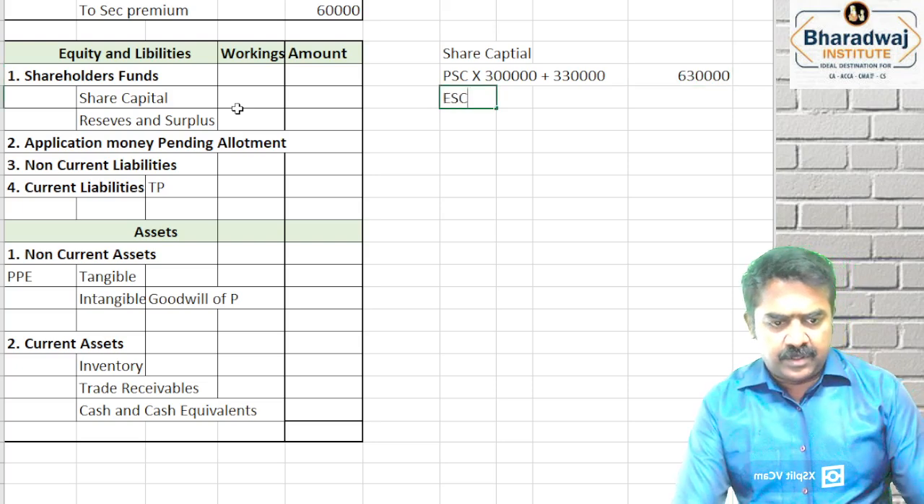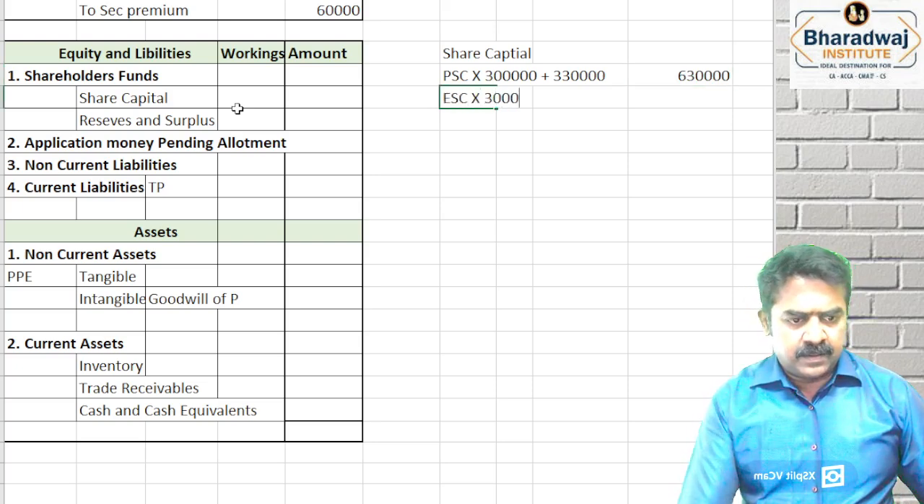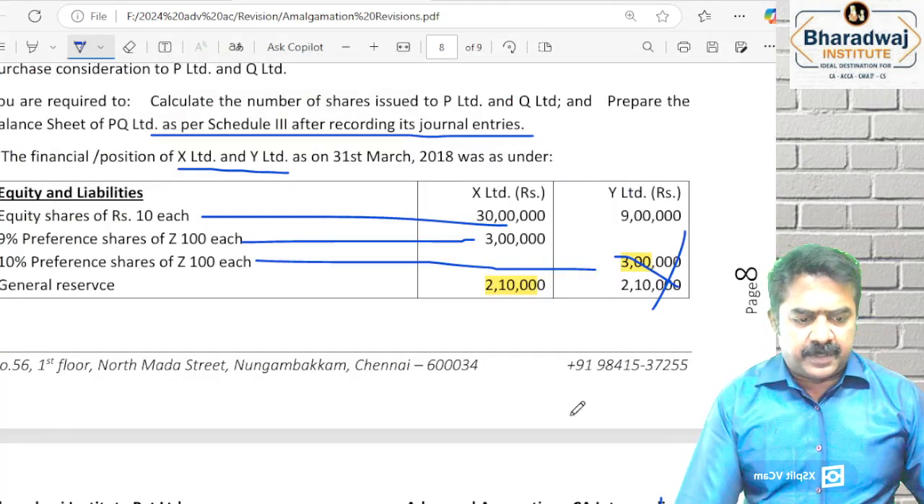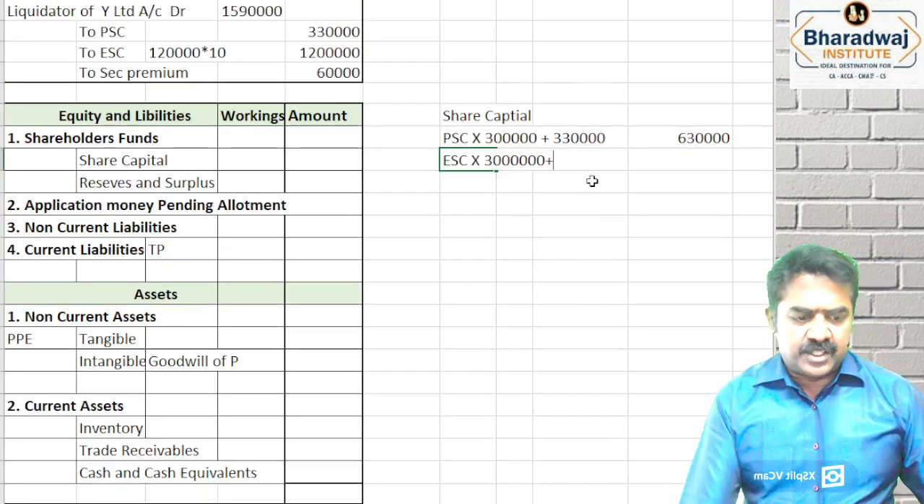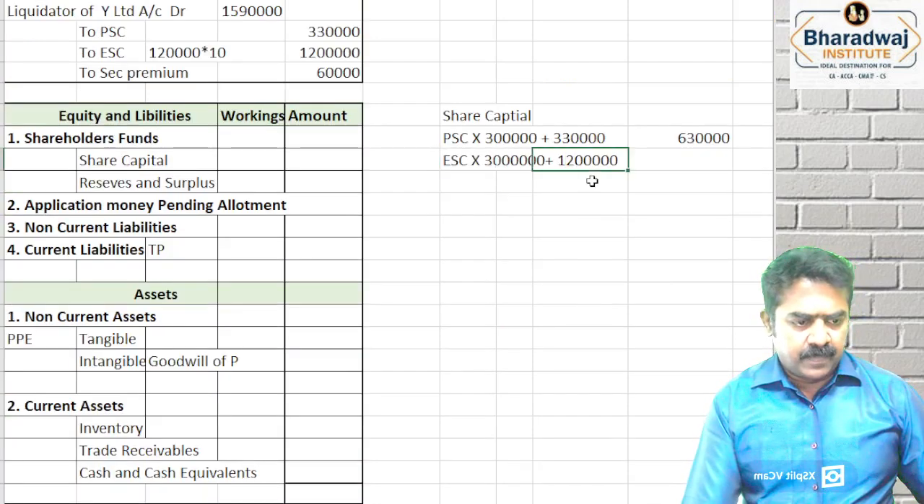Then equity share capital of X, 30 lakhs plus purchase consideration. How much did we pay? This 12 lakhs. Only the face value will be added here. Total how much? 42 lakhs.